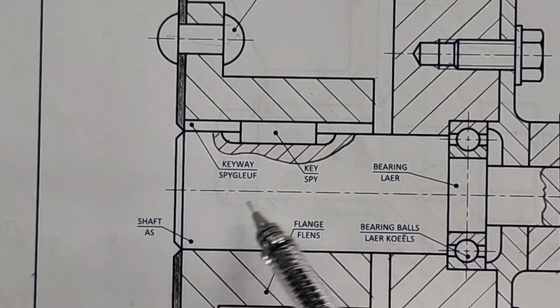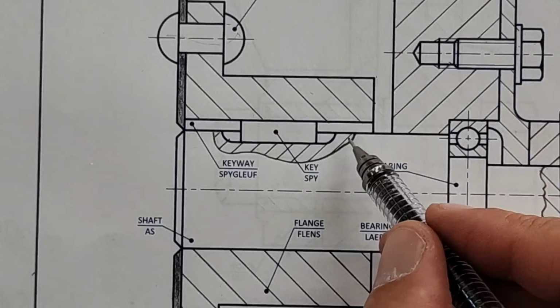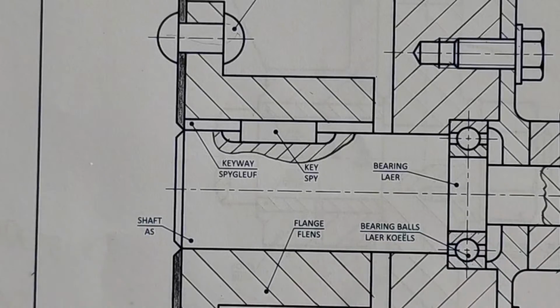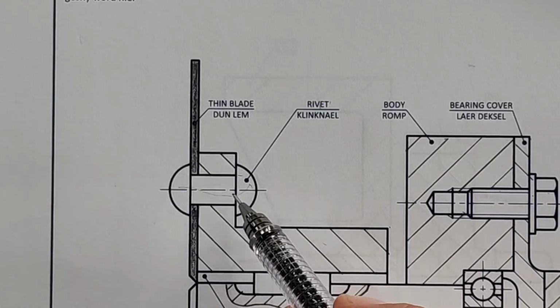Double check your shaft. Most of the time, or never will you have hatching on the shaft except if there's a keyway. And when you have smaller, thinner components like this, you can color that in. And then of course, a rivet is a fastener, so that's not hatched.